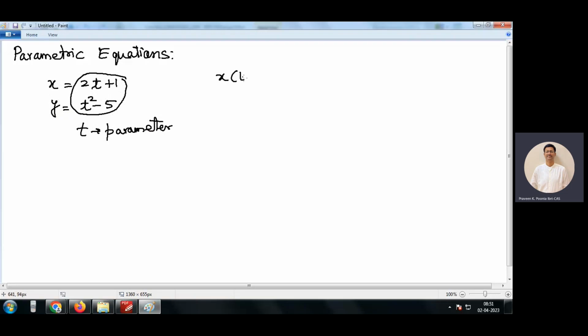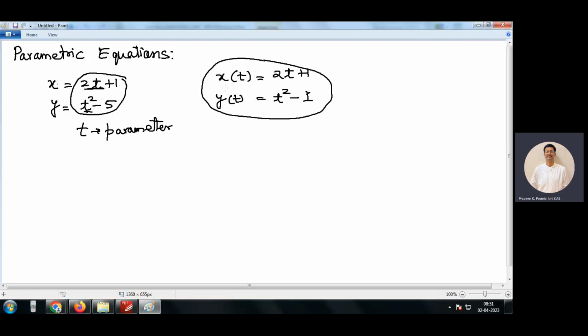So what is this equation? x is a function of t, because you can see the value of x is in terms of t. So x(t) is equal to twice of t plus 1. And similarly, y is a function of t. So y(t) is equal to t power 2 minus 1. So these equations are called parametric equations. This is example number 1.